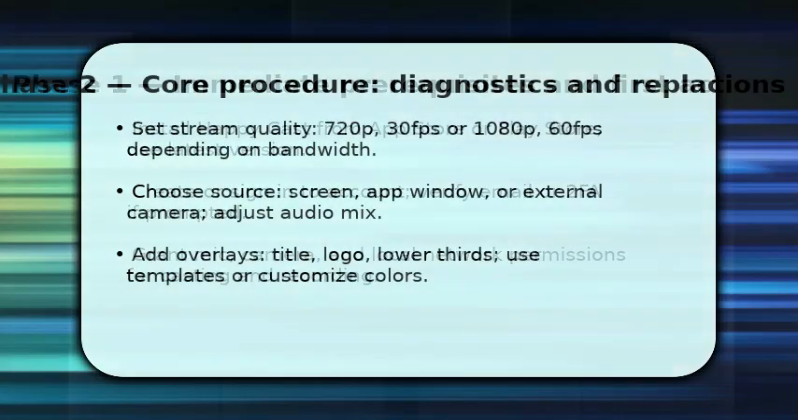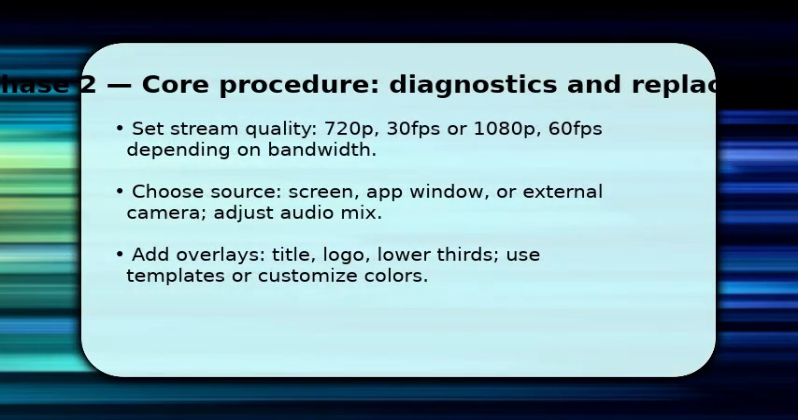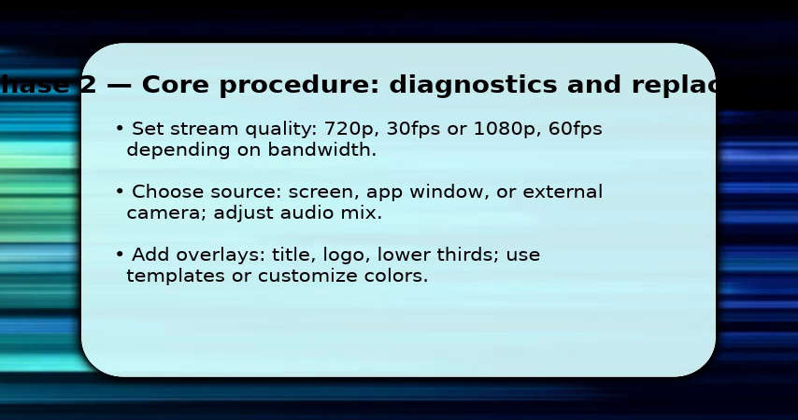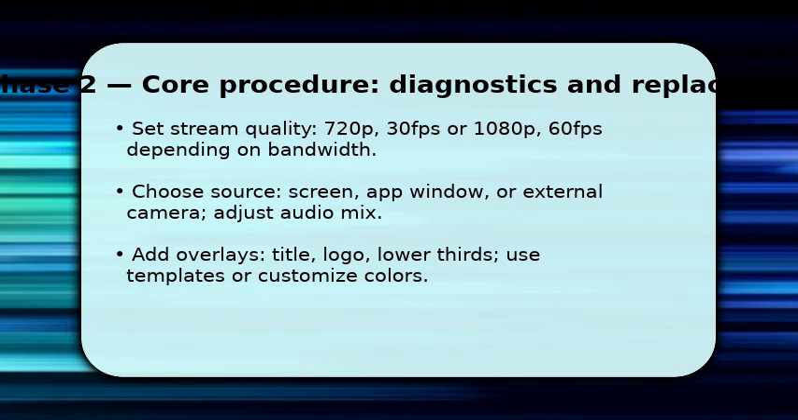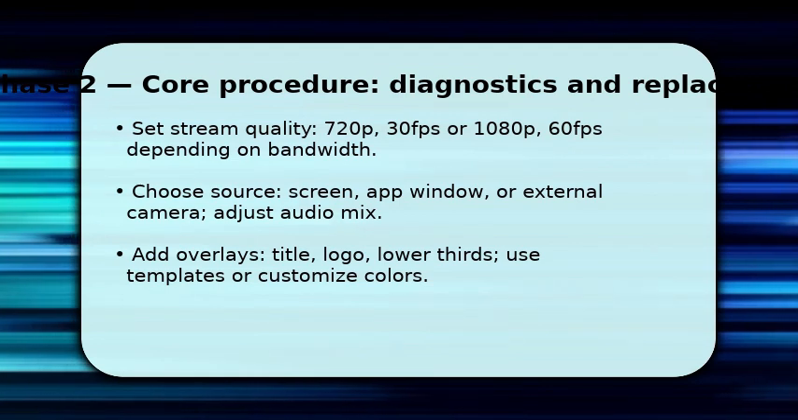You now configure the broadcast. Pick resolution and frame rate based on upload speed, 720p at 30 fps for 5 Mbps, 1080p at 60 fps for 10 Mbps or more. Then select your source, full screen, an app window, or an external camera, and adjust the audio mix so voice and system sounds balance. Once done, add overlays and scenes.